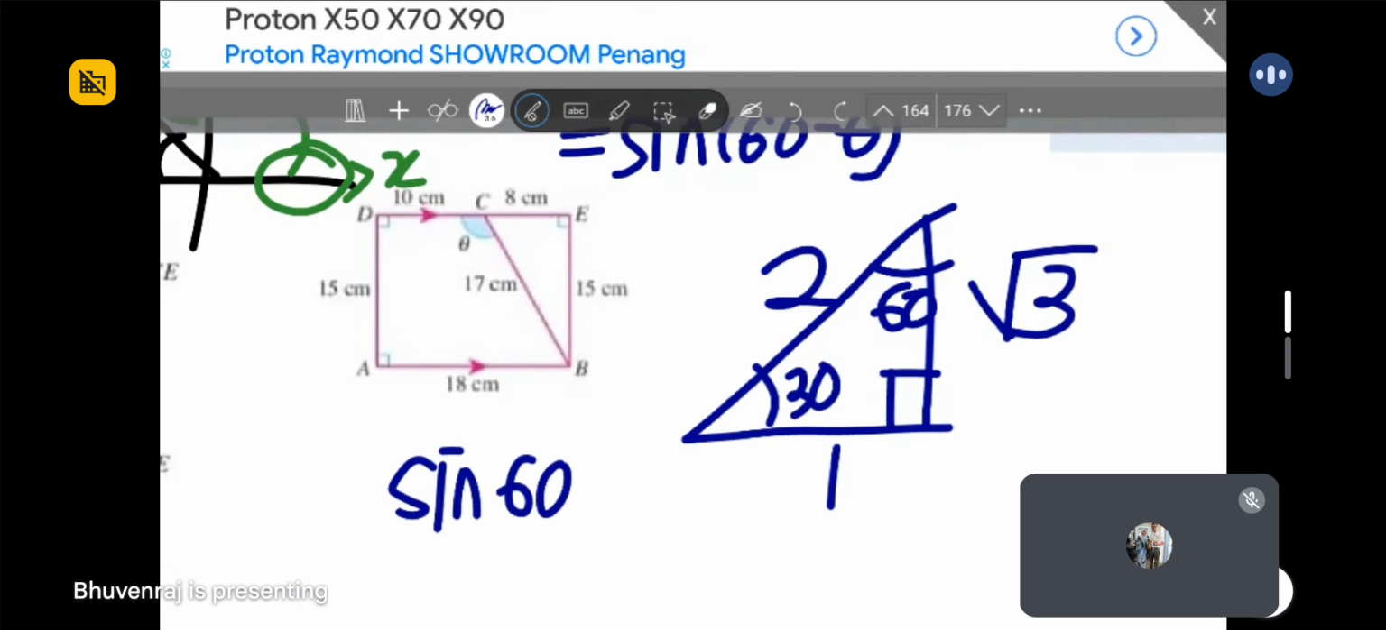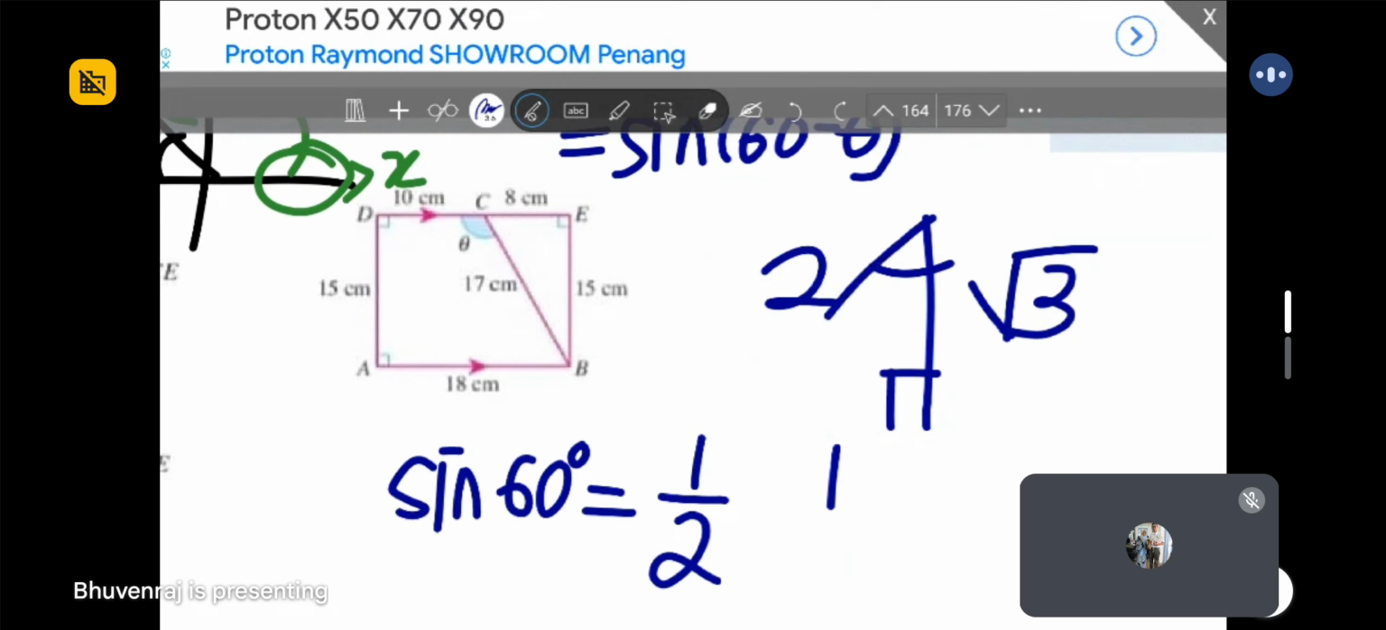So if I ask you, kalau saya tanya sine 60, what do you get here, guys? Opposite over hypotenuse. Bertentangan bagi hypotenuse. So it's 1 over 2. Wait guys. Did I make a mistake here? Sine 60. Okay, there's a mistake here. The angle is placed wrongly. Sudut dia sepatutnya macam ni, guys. Sorry for the mistake.